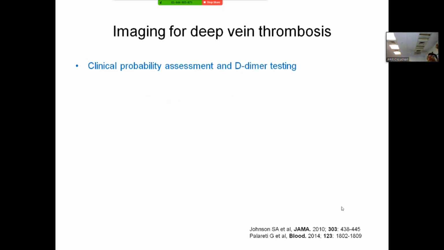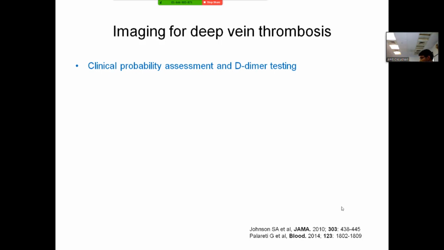So before going into this, what kind of imaging should we do? We should have a pretest clinical probability. Okay. So which patient might have a probability of pulmonary thromboembolism? That will depend upon the clinical criteria and the D-dimer testing. Okay.